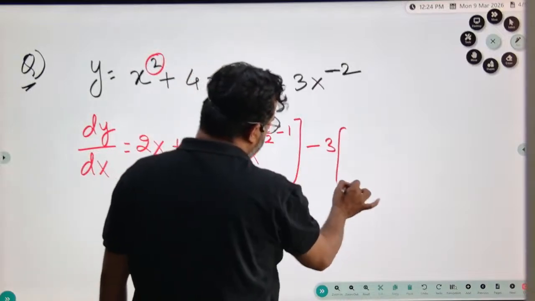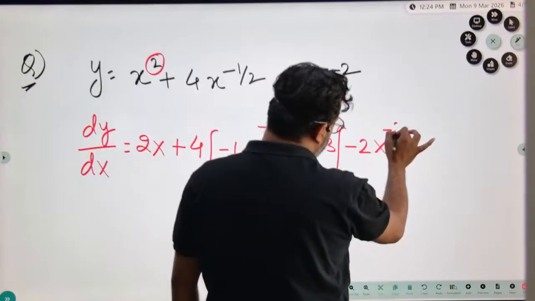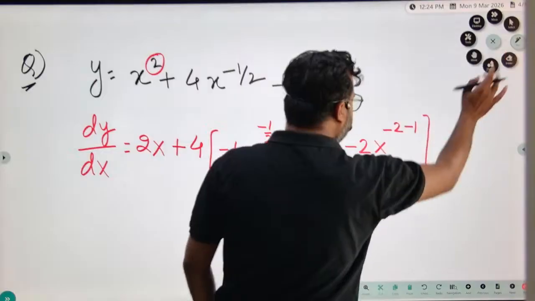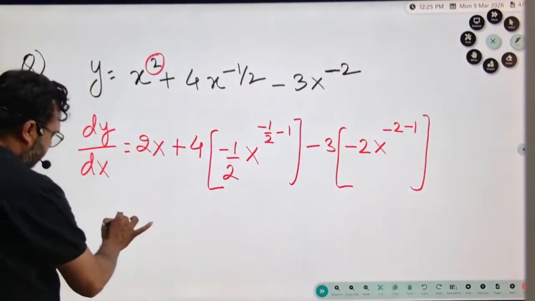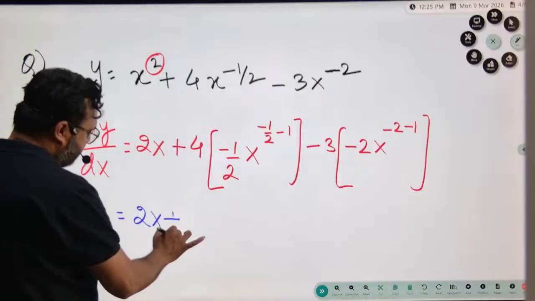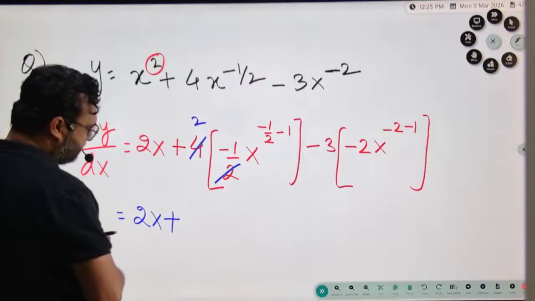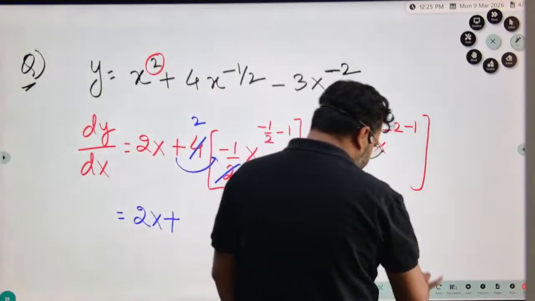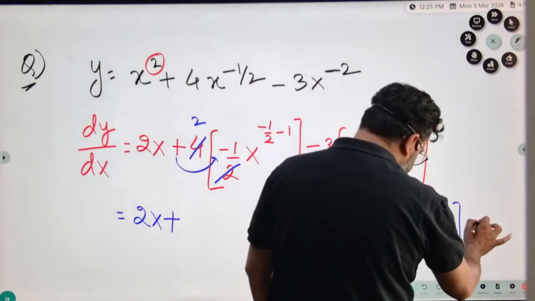Minus 3. What is x raised to the power minus 2? Minus 2, x raised to the power minus 2 minus 1. Any doubt? Okay. Now simplify. So it is 2x plus. Can we cancel this 2 with 4? Now this plus times minus, so this is minus.